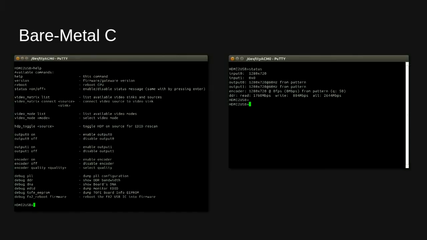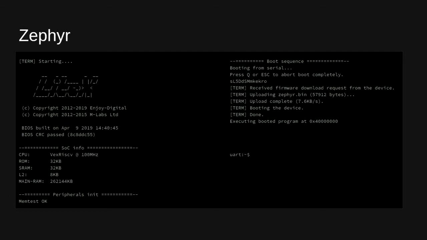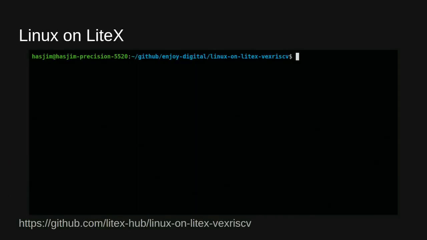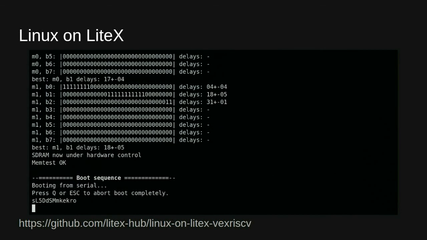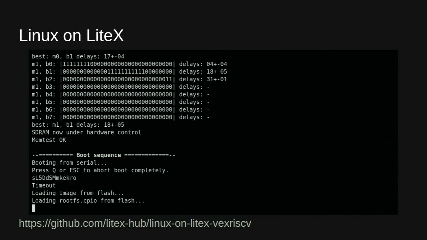Bare Metal C on the FPGAs. Zephyr, real-time operating system. And of course, you can run Linux. If you go to that GitHub, I think we've got it running on about 10 boards or maybe 20, somewhere in that sort of range.